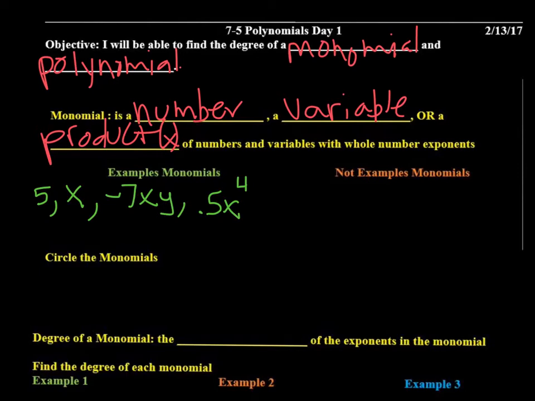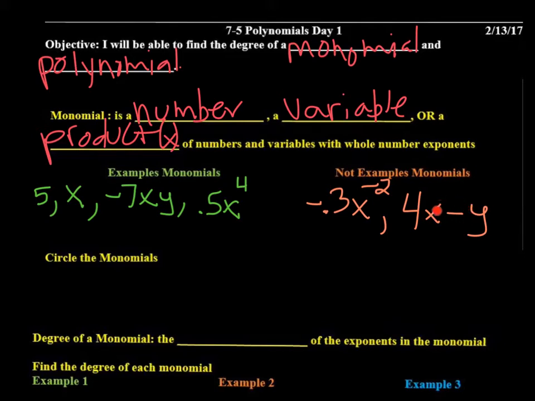So let's look at a few examples that are not monomials. An example of not a monomial will be something like -0.3x to the -2 power. The -2 power makes it not a monomial because -2 is not a whole number. -2 represents an integer, which is not a whole number. We can have something like 4x minus y. This is not a monomial because of the minus sign.